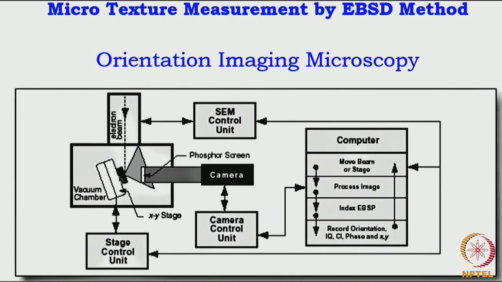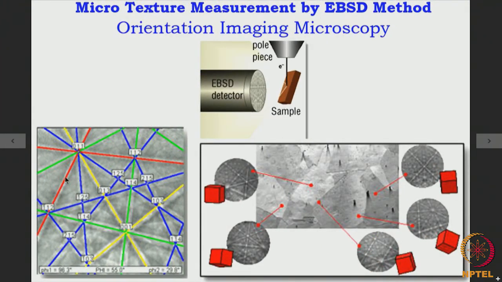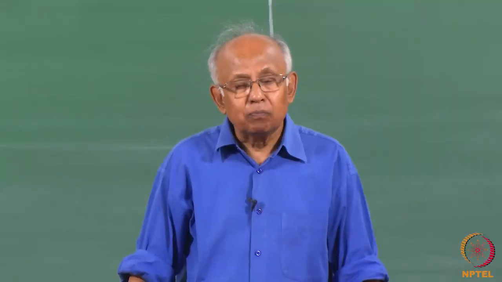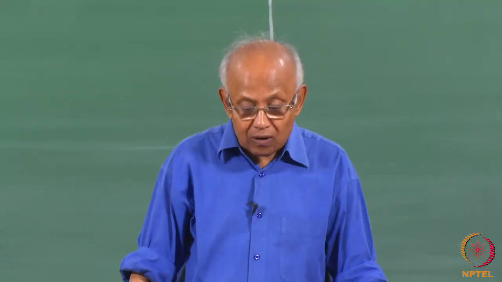In a similar way, in orientation imaging microscopy we get not only the image, but at the same time we get the orientational aspects from the electron backscatter diffraction pattern. Now, if you look at the electron backscatter diffraction patterns, they look very similar to the Kikuchi patterns which are obtained from rather thick specimens in a transmission electron microscope. And from the Kikuchi pattern, it is possible to accurately determine the orientation.